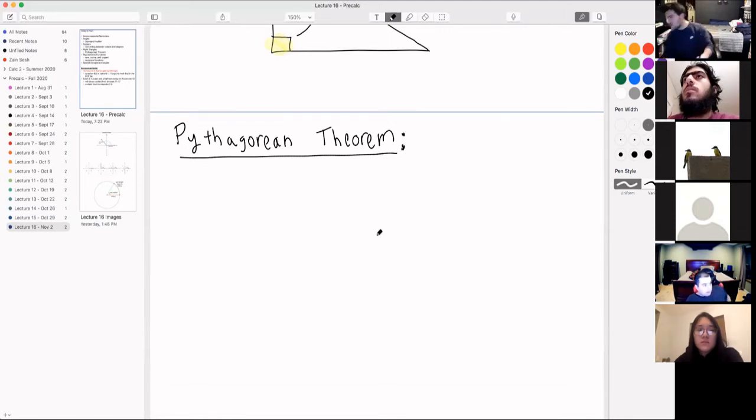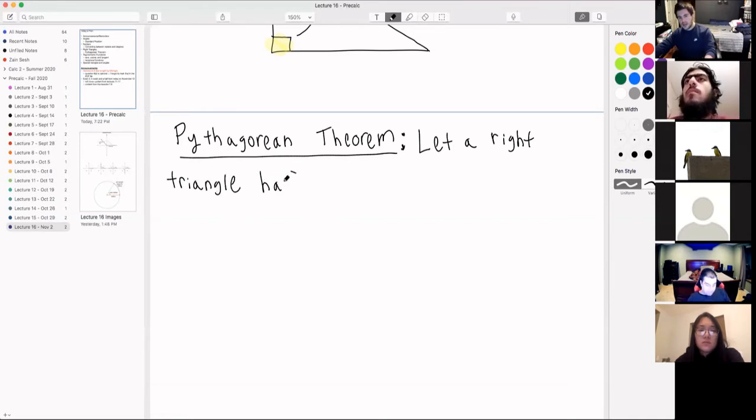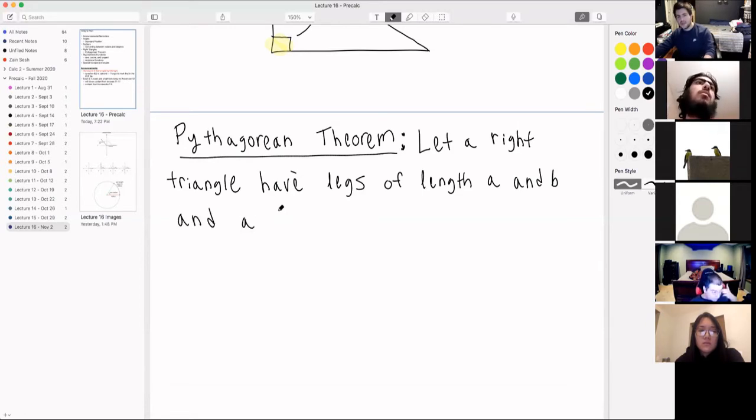So what does the Pythagorean theorem tell us? Let a right triangle have legs of length A and B and a hypotenuse of length C.